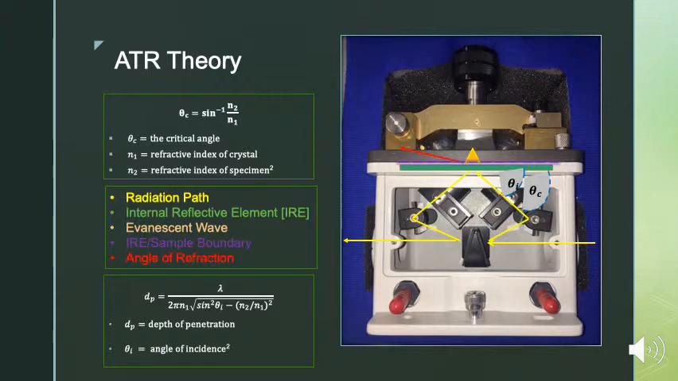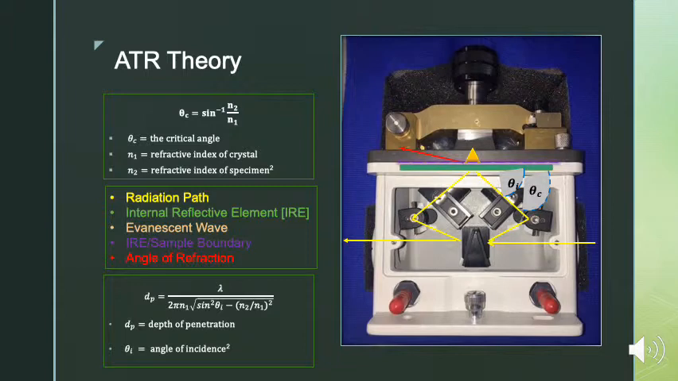Now, at some point, the angle of incidence that the radiation hits the IRE is at such an angle that the angle of refraction becomes 90 degrees. When this happens, the radiation can no longer exit the IRE, and total internal reflectance is achieved. This is the point at which the angle of incidence is now the critical angle. But now the incoming and outgoing beams are taking up the same space and undergo constructive interference, causing the amplitude of the IR beam to be greater on either side of the boundary of the IRE and the specimen.